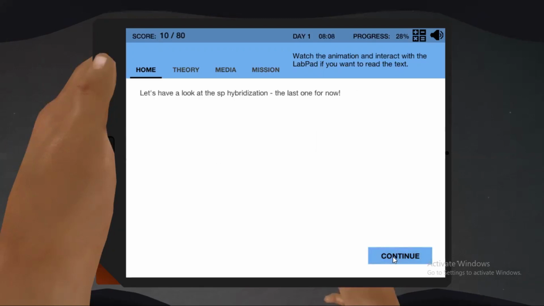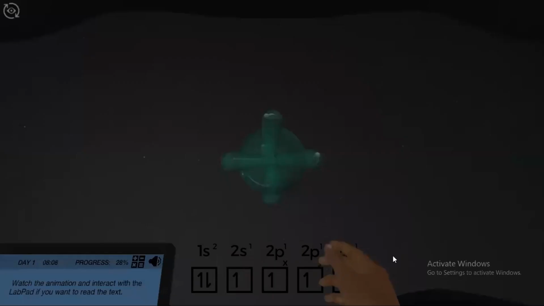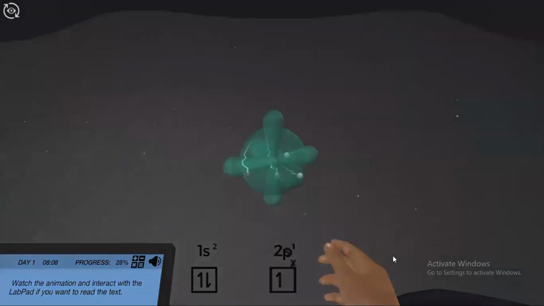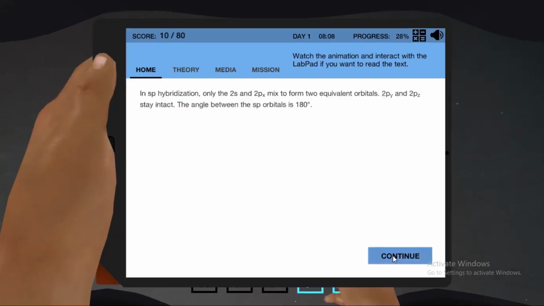Let's have a look at the sp hybridization, the last one for now. In sp hybridization, only the 2s and 2px mix to form 2 equivalent orbitals. 2py and 2pz stay intact. The angle between the sp orbitals is 180 degrees.